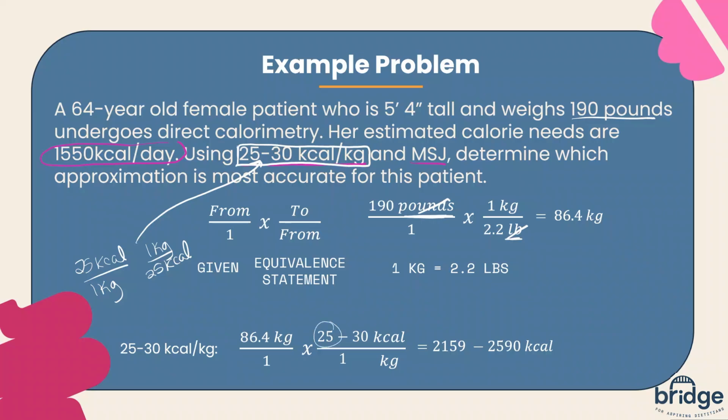Since this patient is 86.4 kilograms, first you would do 86.4 times 25, kilograms cancels out, and you get 2,159. And then you would just repeat the process with 30 kcals. When you do 86.4 times 30, you come out with 2,590. This is way higher, 1,000 kilocalories a day, way higher than her measured needs using direct calorimetry.